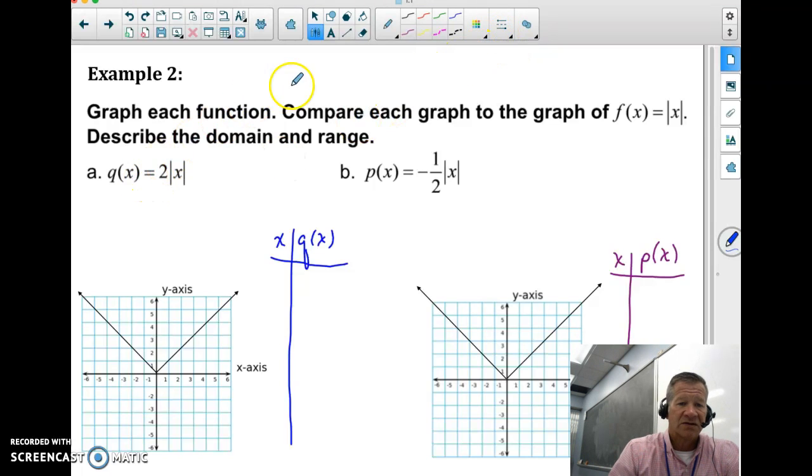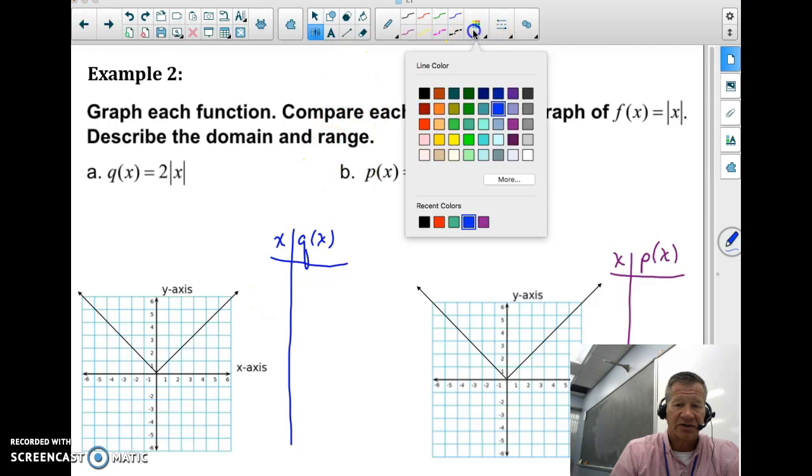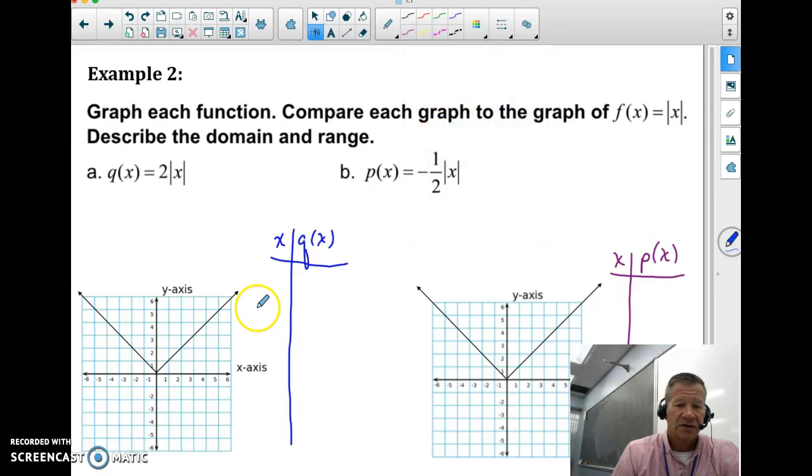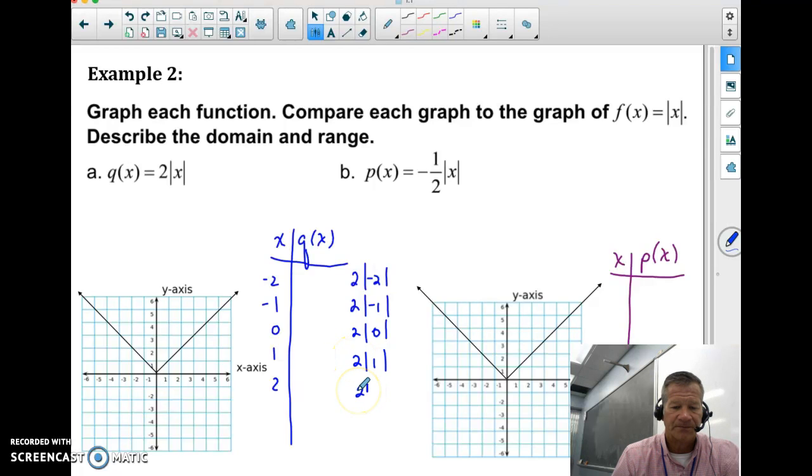So here we go. 2 absolute value of x. So again, let's pick some varying values for x. So we've been choosing numbers around 0, some positives and some negatives. And then remember, we have to plug them in. So this time it's 2 absolute value of x to find q of x. So 2 absolute value of -2, 2 absolute value of -1, 2 absolute value of 0, 2 absolute value of 1, and then 2 absolute value of 2.